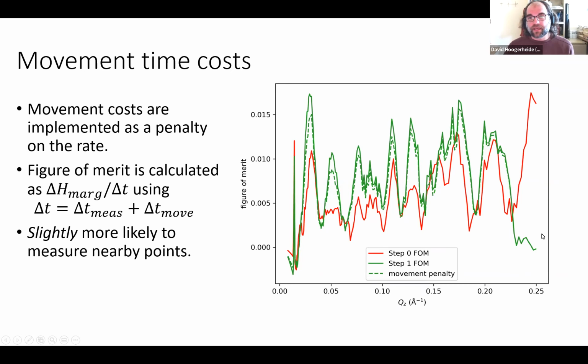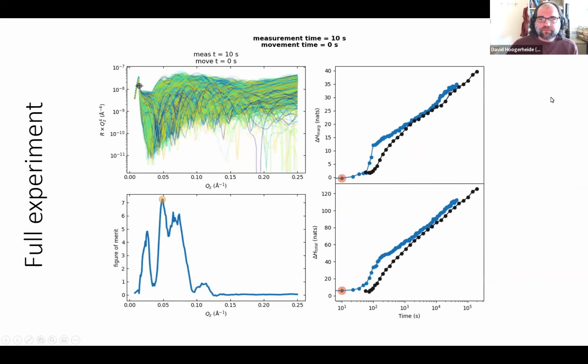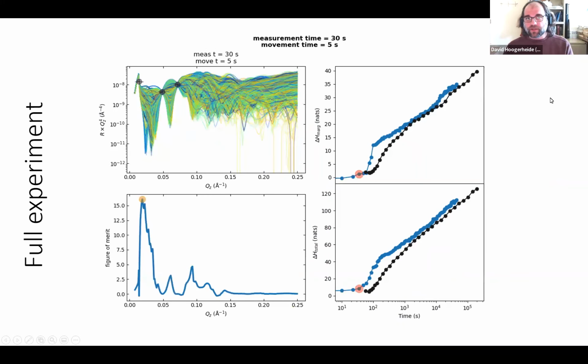You don't want to measure there again because you just took data there. So you want to measure somewhere else. And you can see that in the green curve. But now if you put a movement penalty in, normally you'd want to go all the way here, which is the maximum of the green curve. But it actually costs you some time to move there. So actually, once you put the movement penalty in, you find that this is actually your optimal measurement point. So you're slightly more likely to measure nearby points if you put in movement time cost. So all this can be included in the algorithm, is basically the point. All right, so then you just cycle through this over and over again.